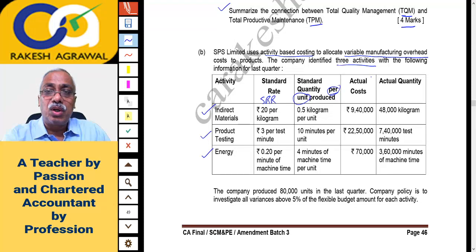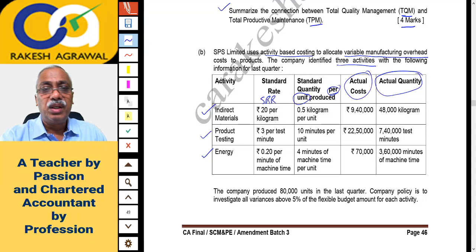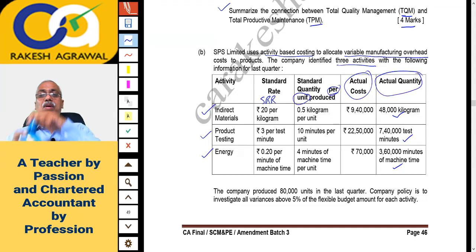This is actual cost, and this is actual quantity. Just go through the data. Actual cost and actual quantity of input consumed. Input here is indirect material in kg. Here it is testing minutes, and here it is machine time. That is actual quantity of input.